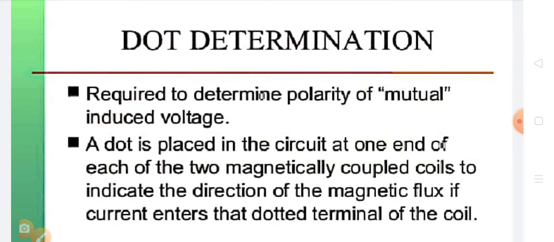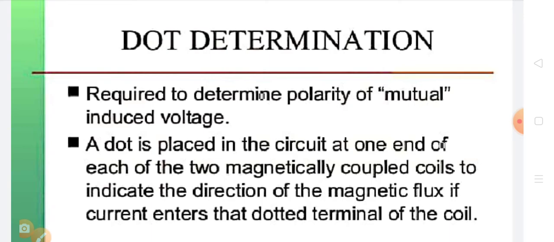What does the dot determination mean? Here it is required to determine the polarity of the mutual inductance. Between the two coils there will be a production of mutual inductance, and the produced mutual inductance is either positive or negative. You can get the polarity by using the dot determination.